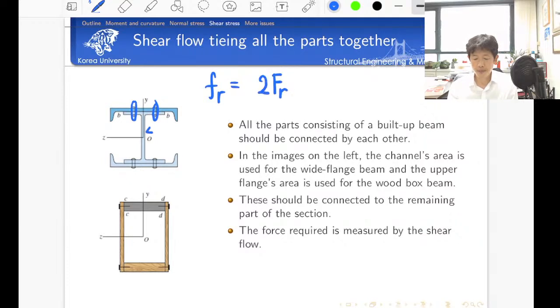And we have two of them. If you consider the longitudinal direction, the rivet would be placed at every s distance, so it should be divided by the s distance. This is the shear flow provided by the rivet connection. And this example I already explained to you. Okay.